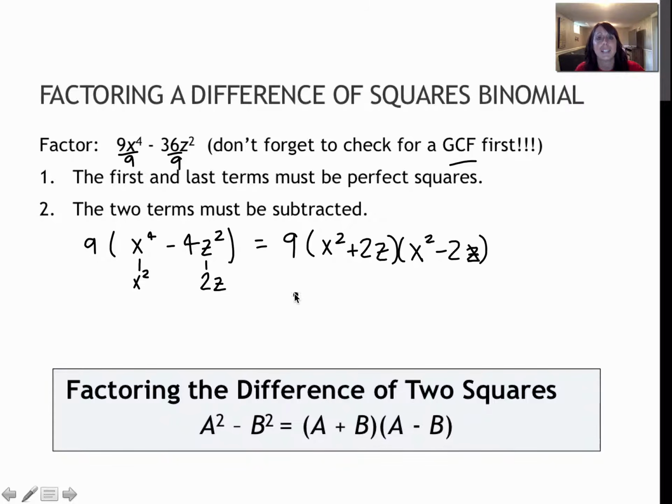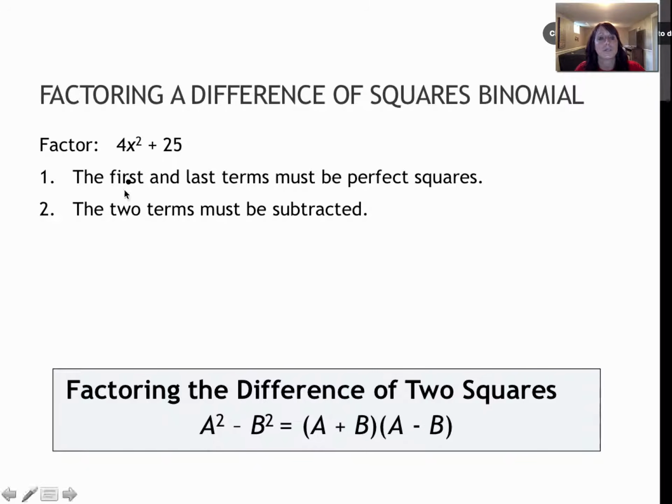If I would have not taken out that 9 at the beginning, I would have factored this into 3x squared plus 6z and 3x squared minus 6z, and then I would have had to take a 3 out of both of these, and I would have had to take a 3 out of both of these, and I still could have ended up with the right answer, but it would have been sort of a mess.